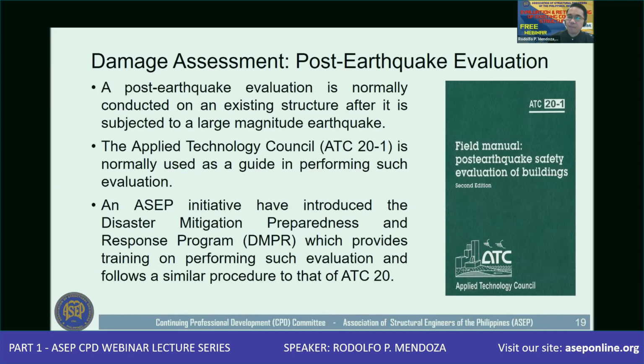Now, it is performed to existing structures that were hit by a large magnitude earthquake. Now, a common reference to use in conducting such evaluation is what we call the ATC 20, published by the Applied Technology Council. Now, a very good initiative by ASEP is the introduction of the Disaster Mitigation Preparedness and Response Program, what we call DAMPER, which actually provides you a training on how to perform such post-earthquake evaluation. And it follows a similar procedure to that of ATC 20.